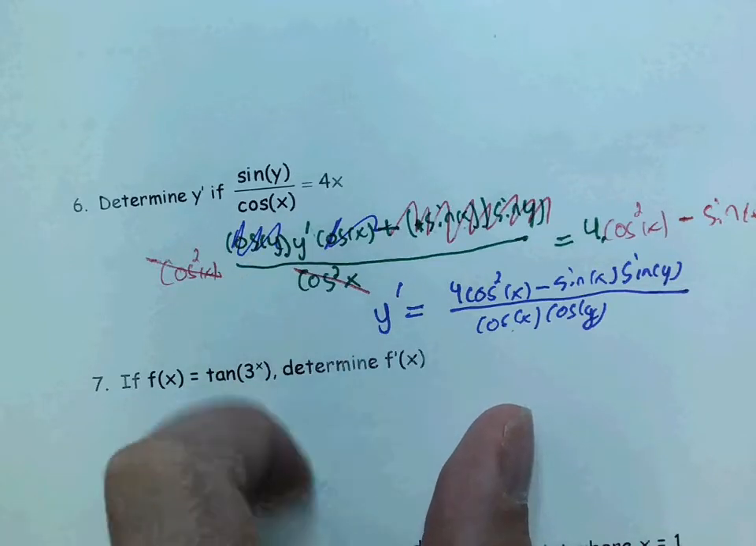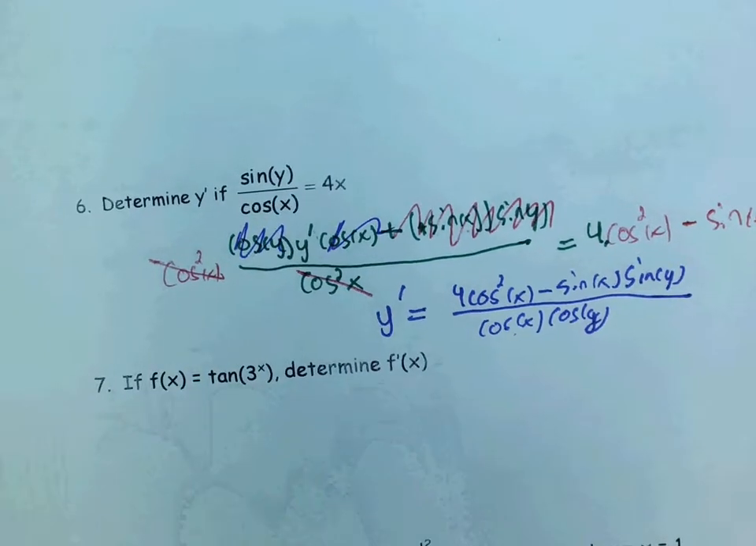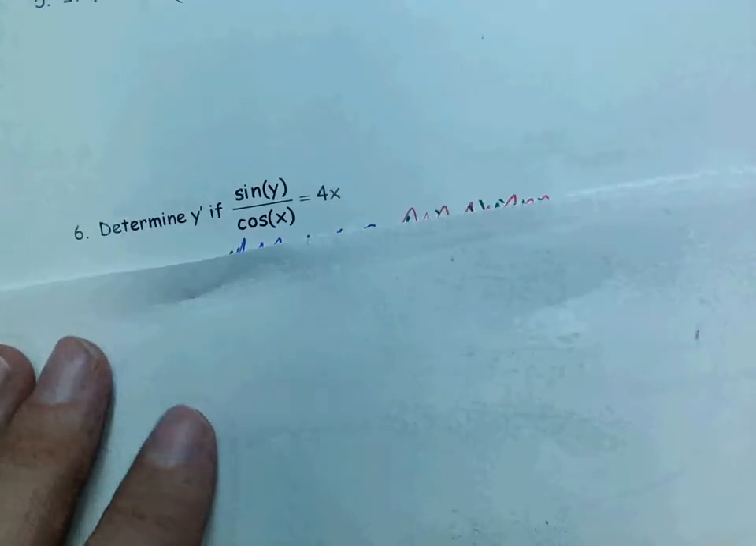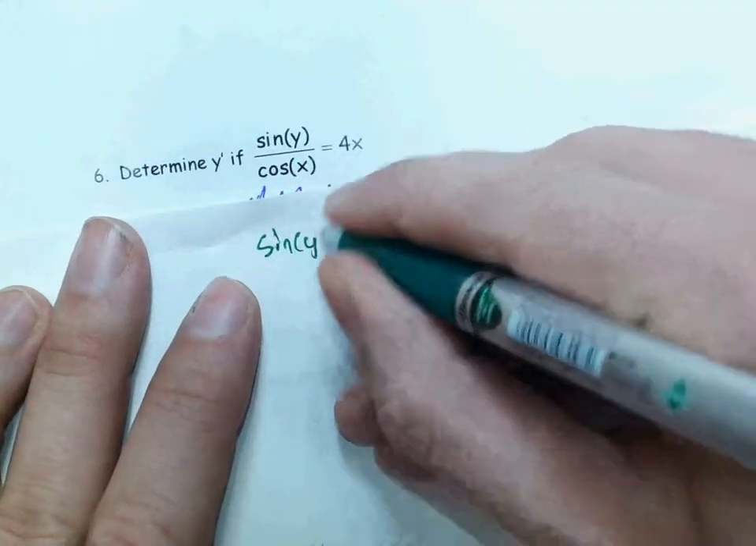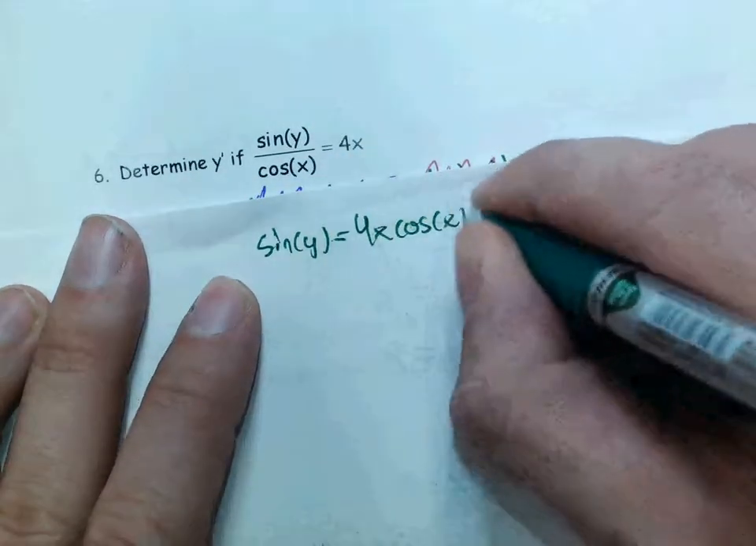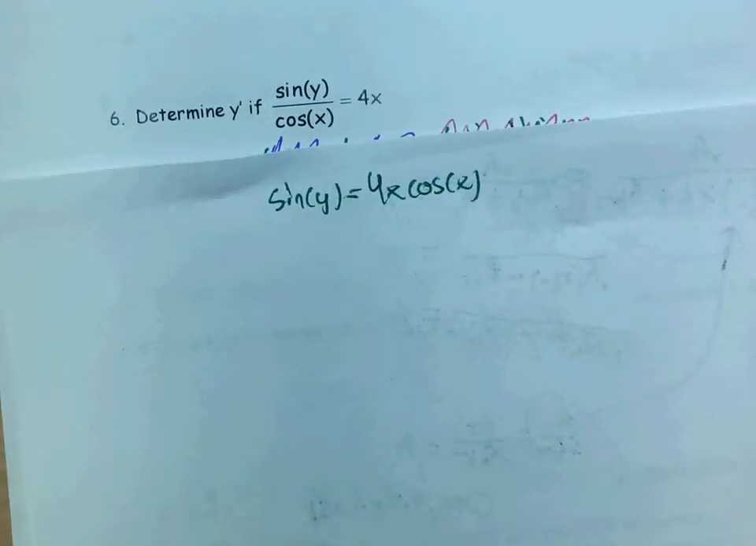There's another thing we could have done here if we'd wanted, which is to make it a little bit easier to get y prime up by itself. One thing we can do is avoid using the quotient rule by isolating the sine of y. We can't get y by itself, but what we can do is get sine of y equals 4x cosine of x. This is just another way to do this problem. You always want to be on the lookout for easy ways to do things.